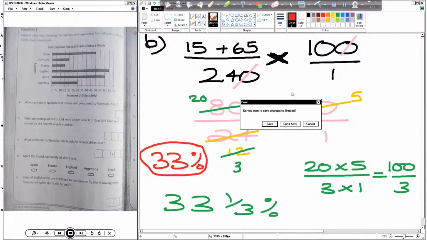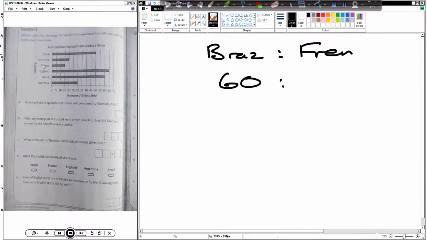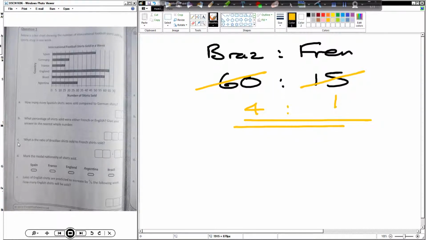Right, let's go through 1 part C now. What is the ratio of Brazilian shirts sold to French shirts? How many Brazilian shirts do we have? 60. How many French shirts do we have? 15. Now, when you have a ratio, we can simplify that ratio by dividing by the highest common factor. 15 divided by 15 is 1. 60 divided by 15 is 4. That's the answer for part C.